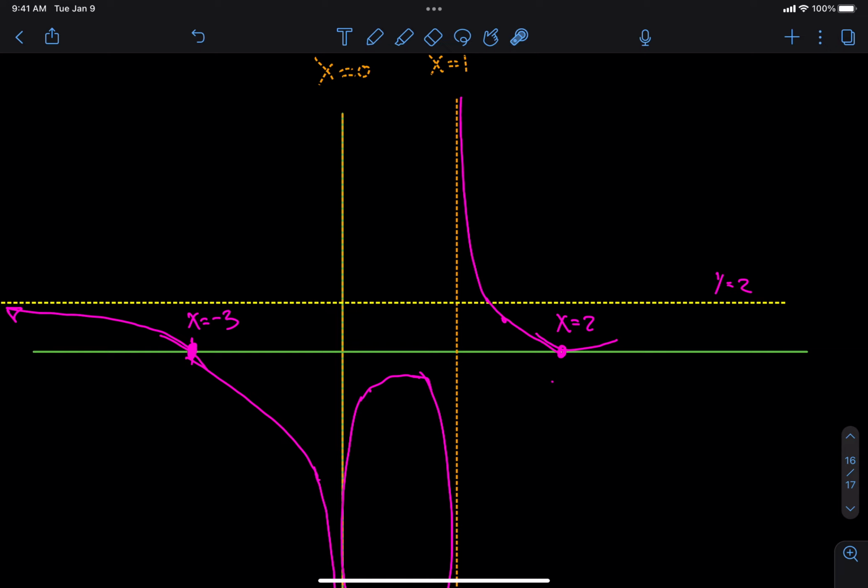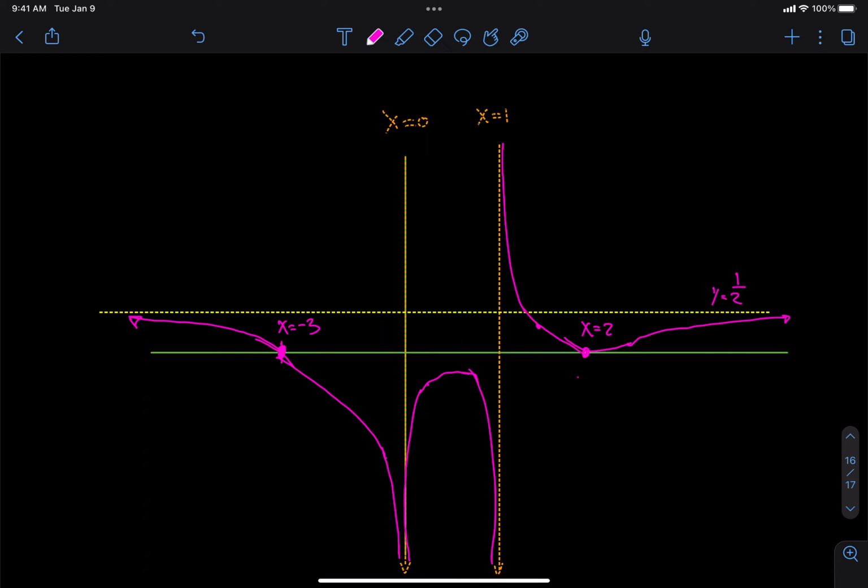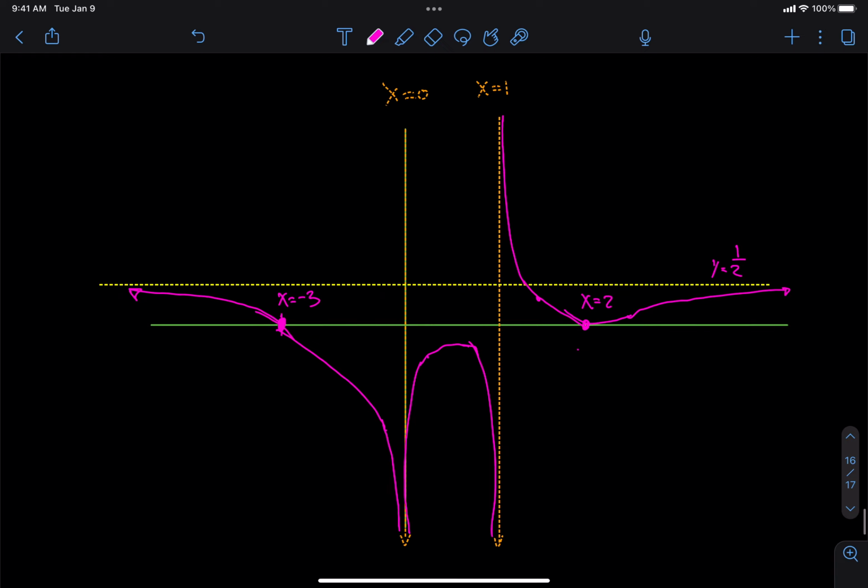And then I know it eventually has to equilibrate up to y equals, not 2, this is 1/2. It has to eventually equilibrate like, ooh, not like that, but like this. Okay, so this is the 1 million step process of how to graph a rational function.